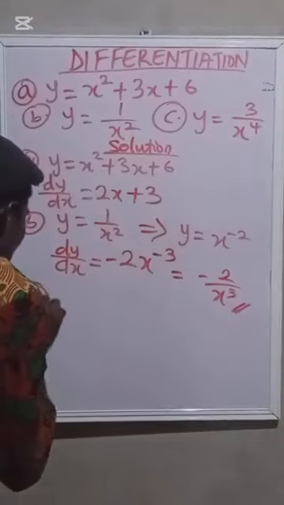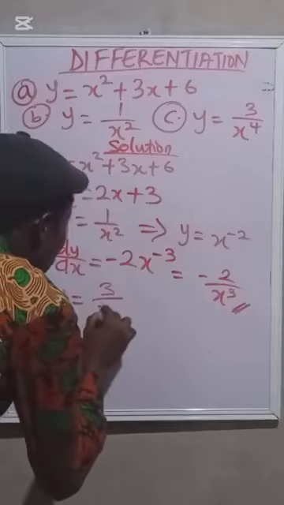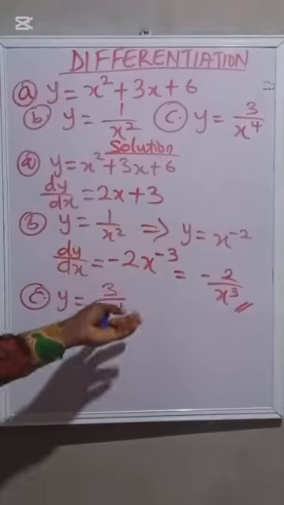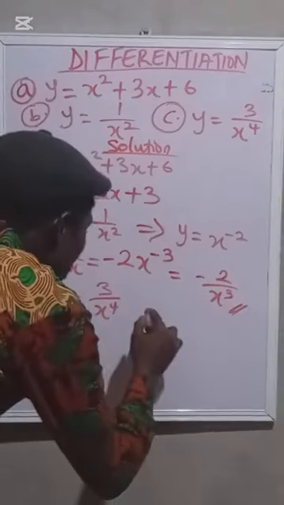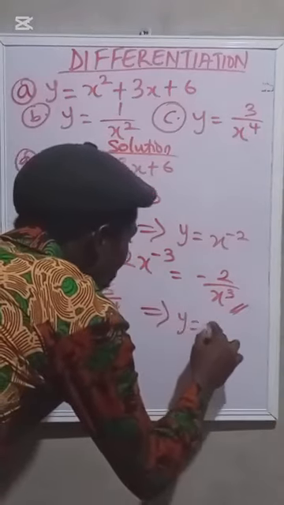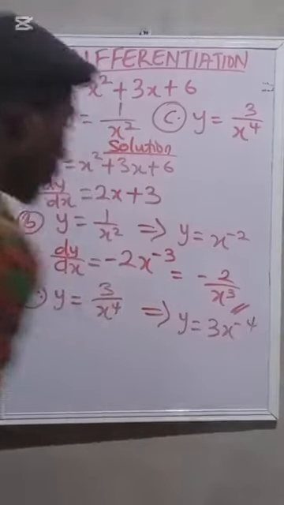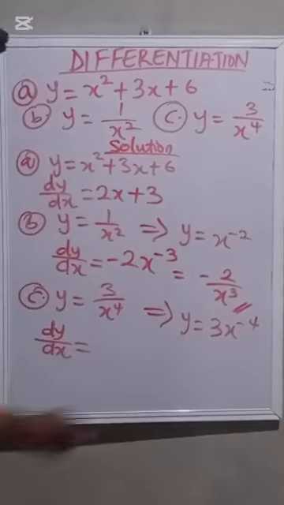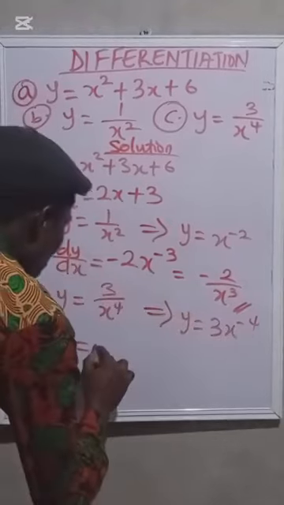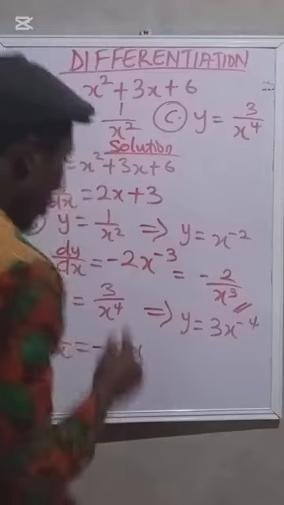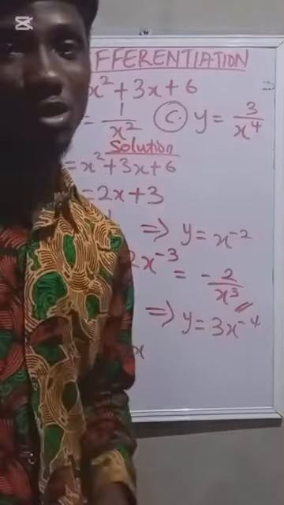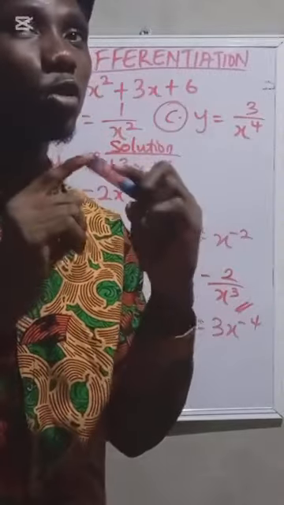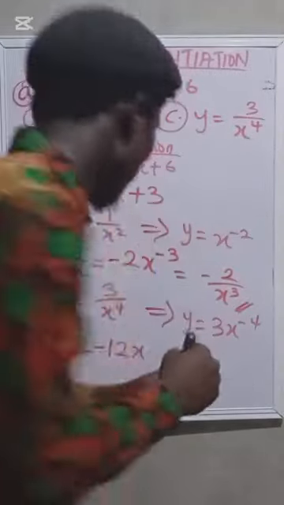And then for the last one, C, we have y equals 3 over x to the power 4. Just follow this same method and you're going to get your answer. This implies y equals 3x to the power minus 4. Then dy/dx is going to be minus 4 times 3, which gives you minus 12, x to the power minus 4 minus 1, that is going to give you minus 5. So be careful when you're adding and subtracting those.